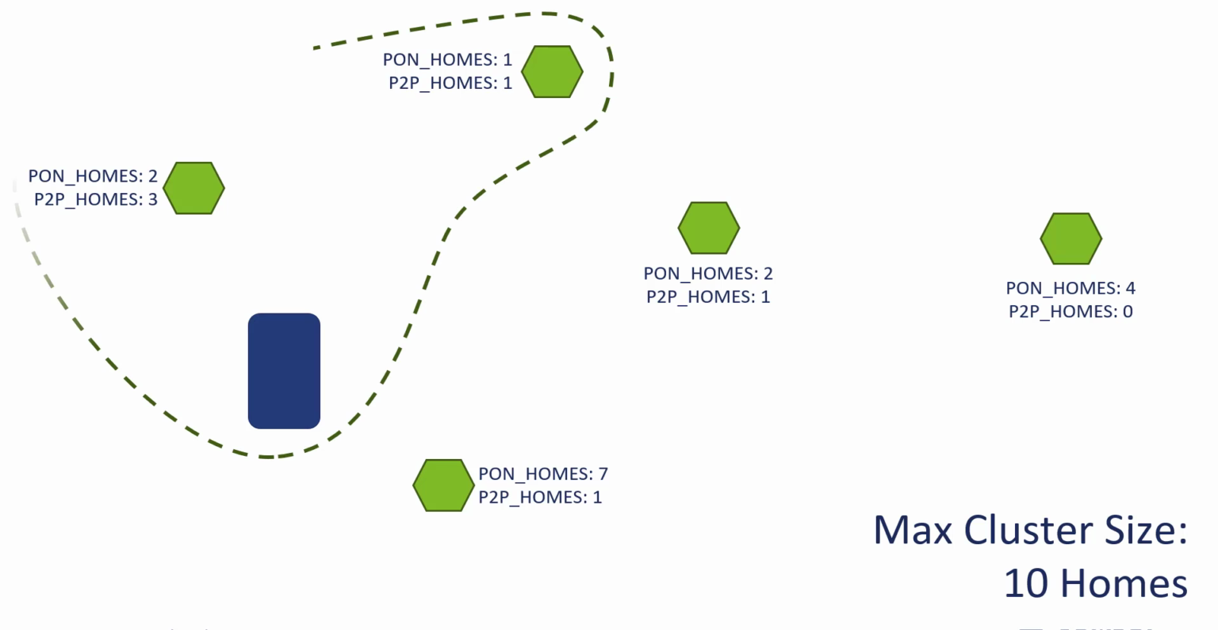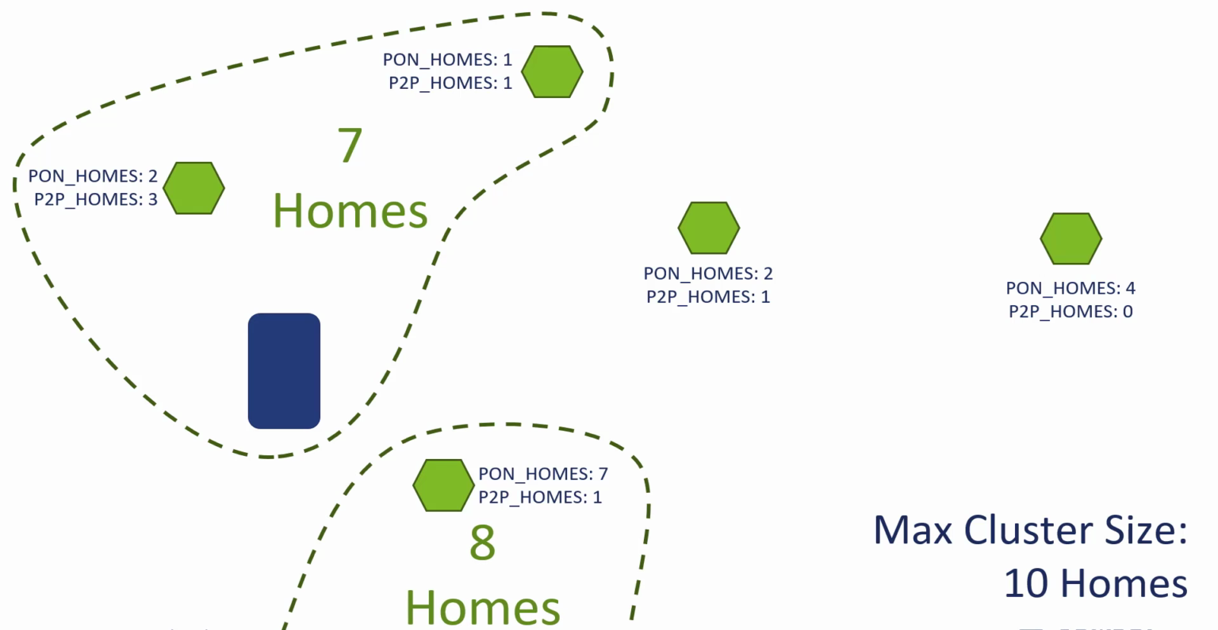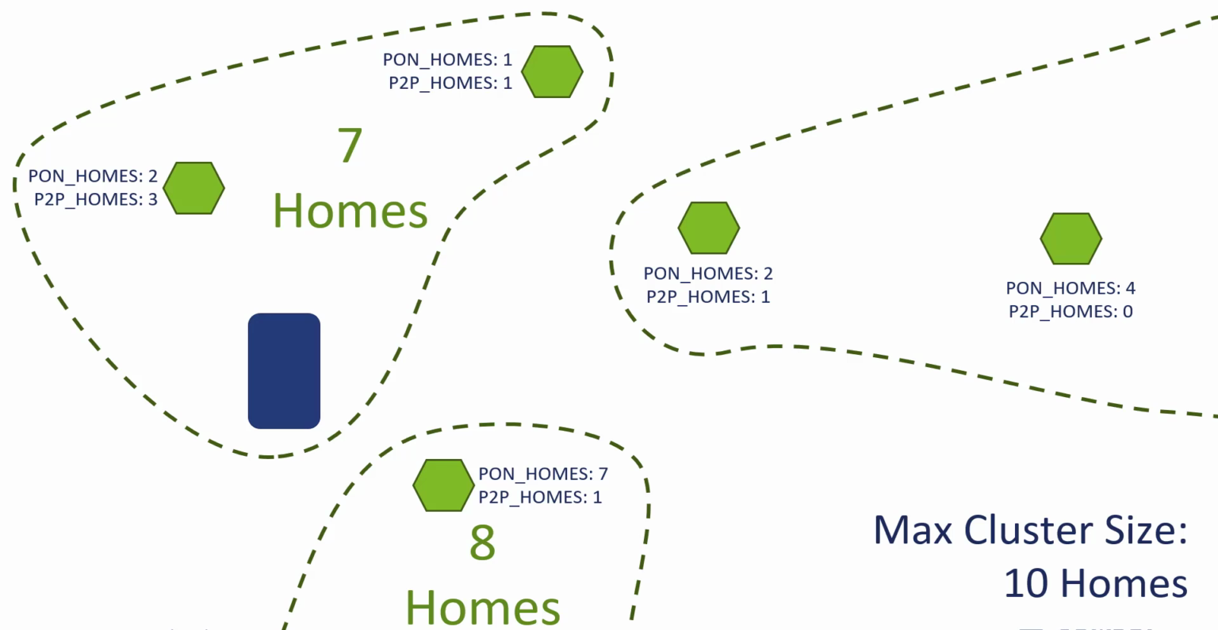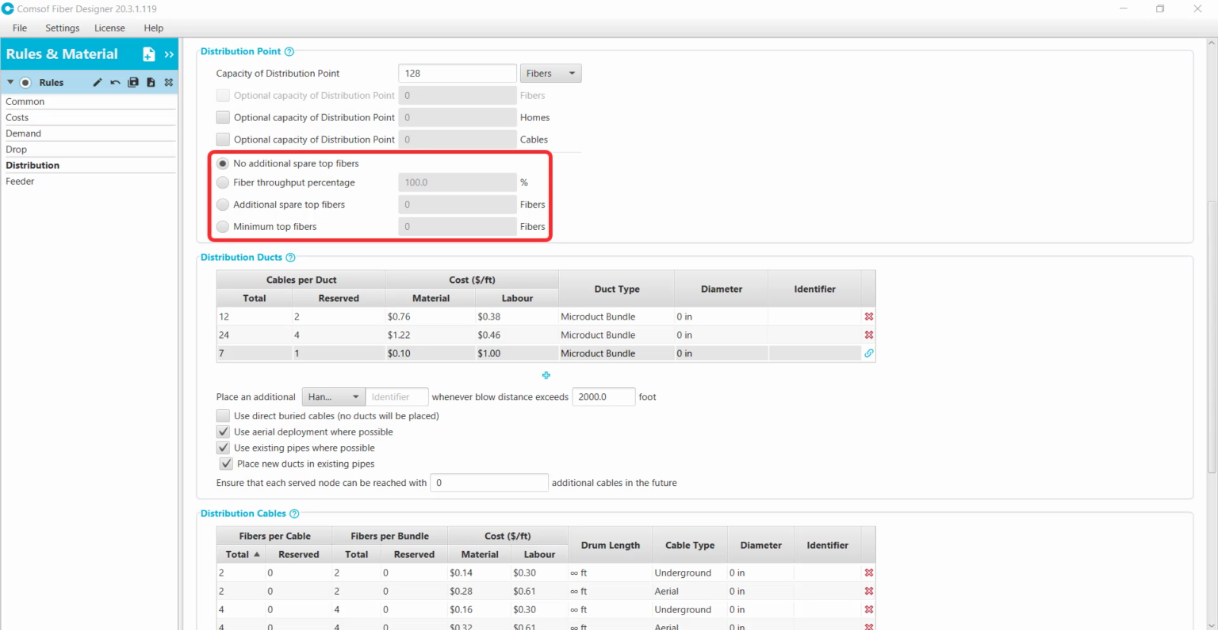You could also choose to cluster by homes, referring to the sum of the PON homes and point-to-point homes values at all demand points to be served. You can also specify an amount of spare fibers from the layer above required at each layer point. If you are clustering by fiber on the layer above, this spare counts towards that limit on the upper layer.